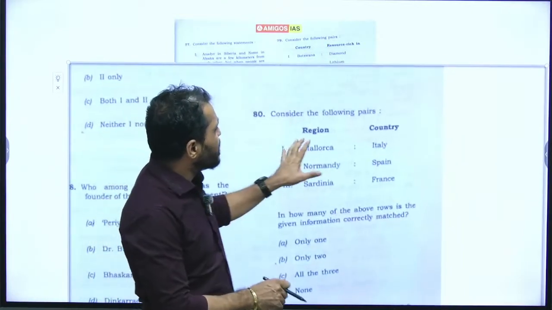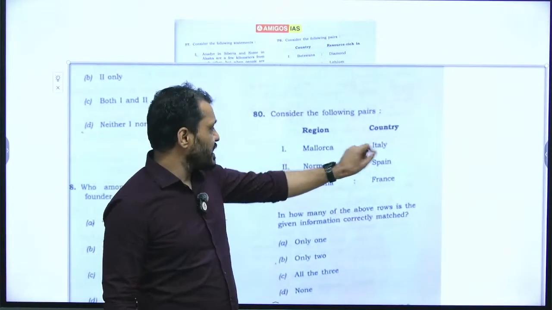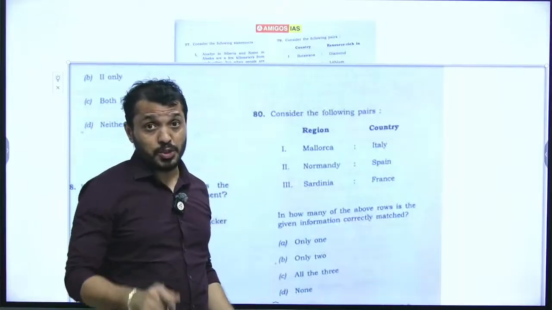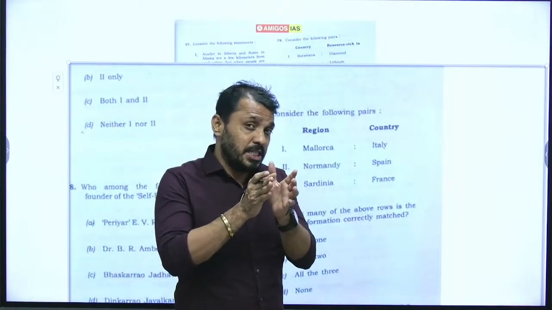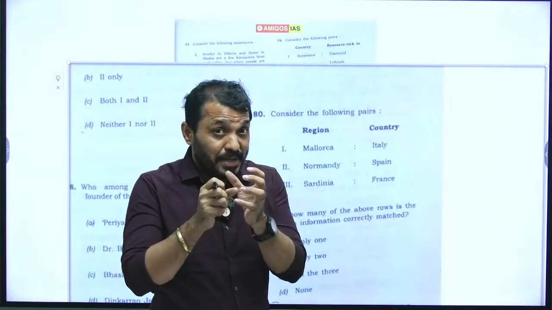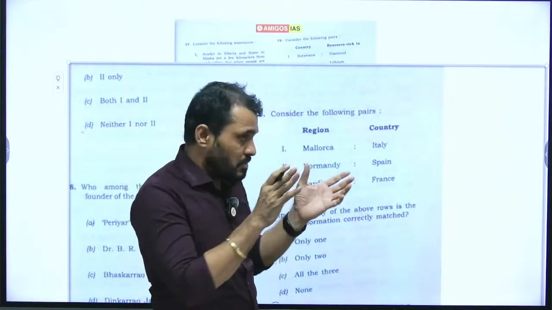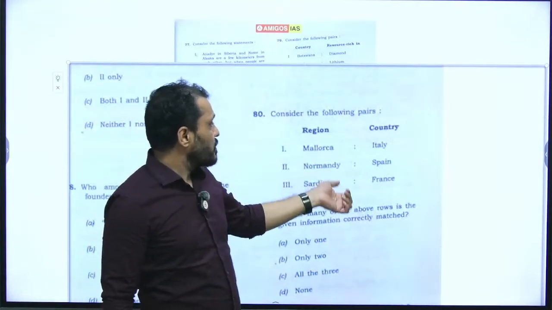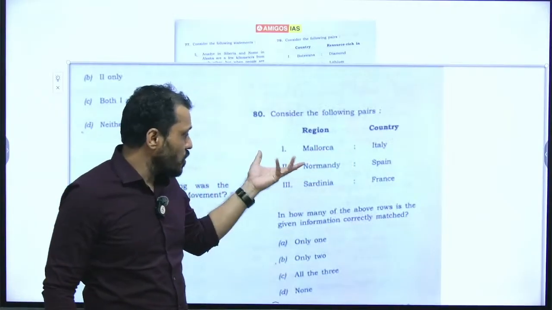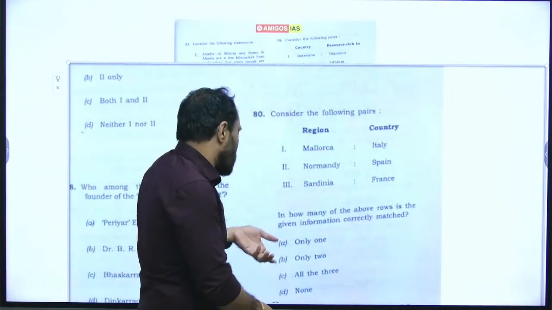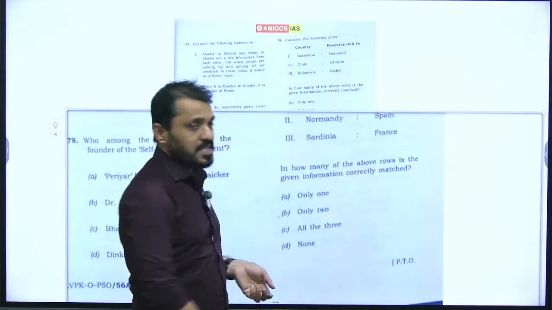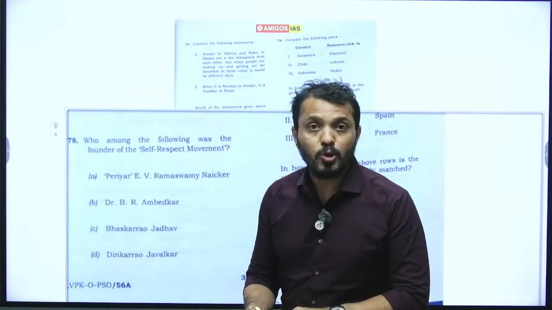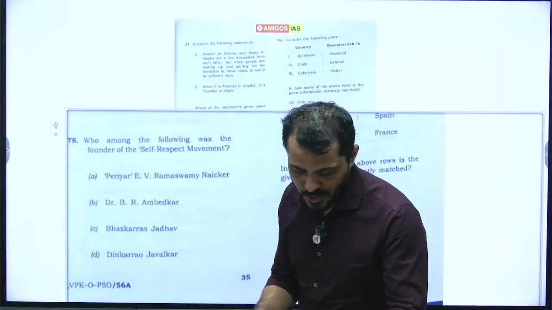Next, 80. They have given the region and the country. Italy is not present in the Sardinia region, so it is wrongly matched. Normandy, you know the Normandy, World War II, evacuation of British soldiers from the Normandy coast, is related to France, so it is also wrongly matched. And Mallorca is related to Spain, so it is also wrongly matched. Which one is correctly matched? None. So the answer to 80 is D, none of them are rightly matched. Two more questions are there, and with that we'll finish this session.